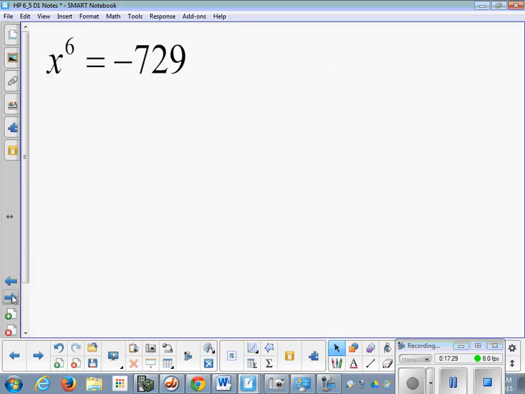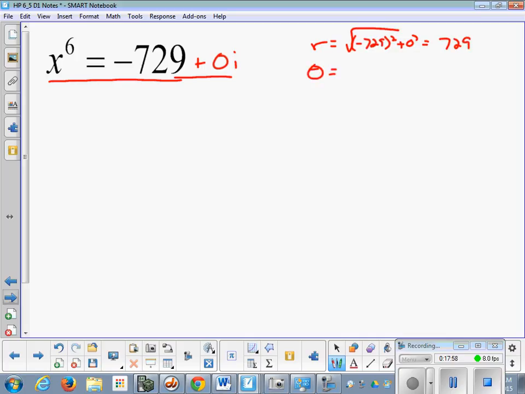All right, so we're getting to a point now where we can start using the picture along with our skills to really start coming up with solutions quickly. All right, x to the 6 equals negative 729. So this is negative 729 plus 0i. We're going to convert this. Negative 729 squared plus 0 squared is 729. Careful. And theta is tan inverse.